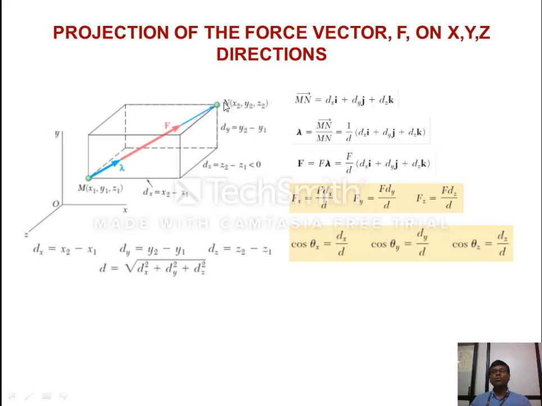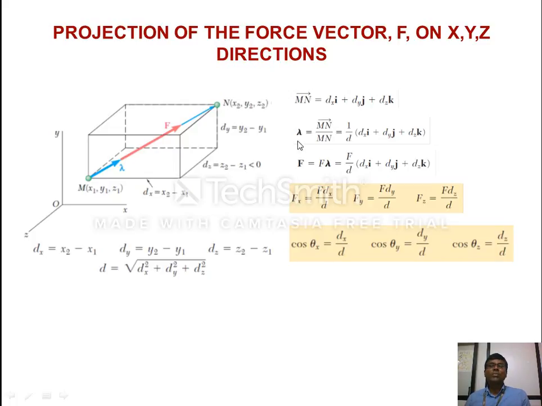So the difference of the y coordinates. Now you can get the length, d is equal to the square root of dx square plus dy square plus dz square. So now look at that vector MN. Basically MN is represented by dx i plus dy j plus dz k.